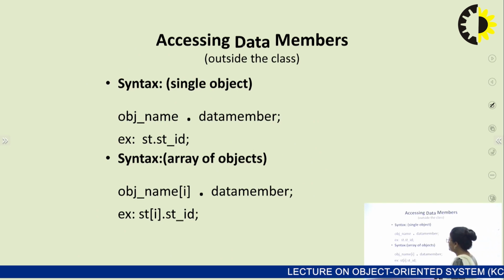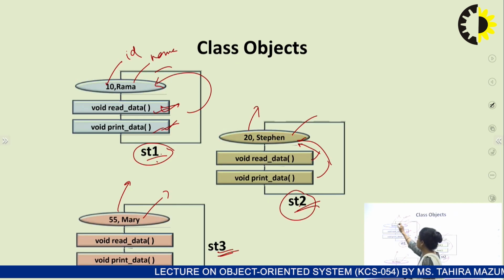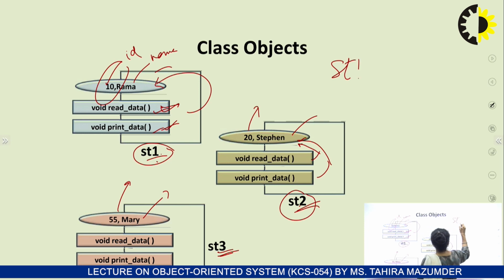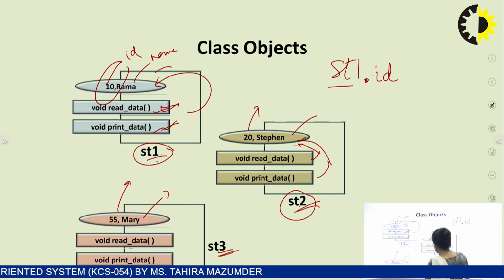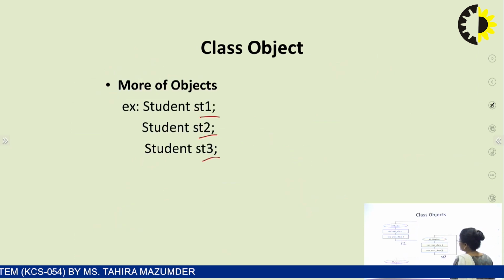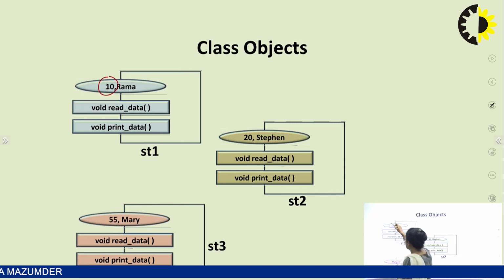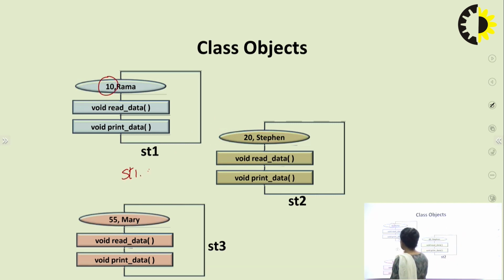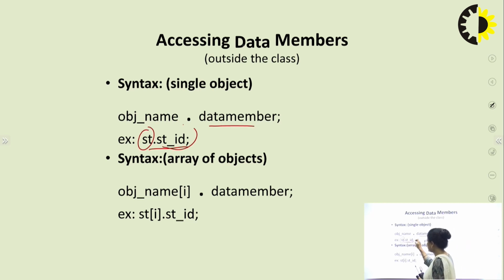And how do you access them? To access them, we write st dot stdid. For example, st1 wants to access the ID. So you write st1, that means the object name, dot the member name. The member name is stdid. So if you want to access this member, we write st1 dot stdid. So a dot operator is used to access the member data of an object.